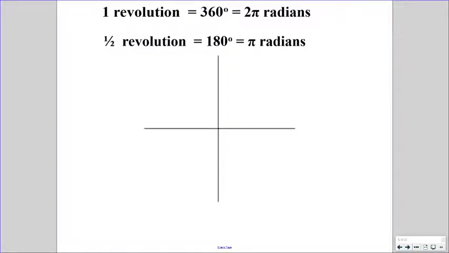Okay, so how do radians and degrees relate? Well, remember, 1 revolution or 1 full circle is 360 degrees. We call that 2 pi radians. So 360 degrees, 1 full circle, is 2 pi radians. A half a revolution, we call that a straight angle, 180 degrees. That is pi radians then. So the negative x-axis is pi radians. And we'll see that when we look at the unit circle in a couple of lectures.